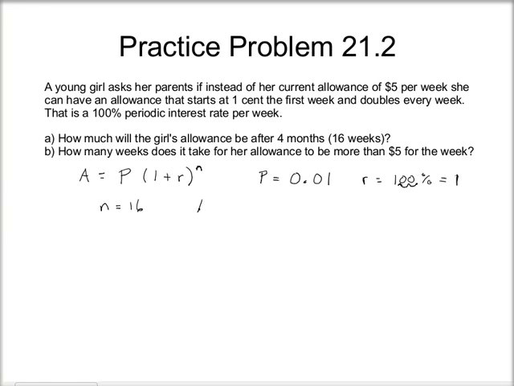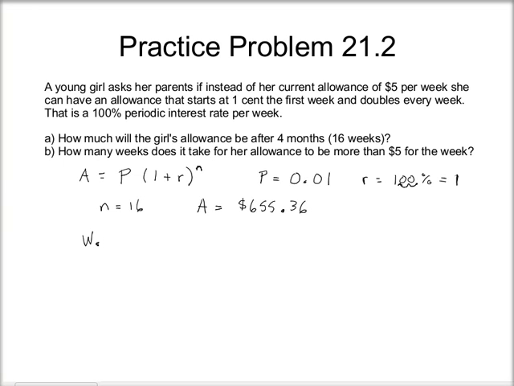And if I plug all of that into my formula, her allowance after 16 weeks is going to be $655.36. So that is really high. It grows really fast. For part B, how many weeks does it take for her allowance to be more than $5 for the week? Well, we know that's obviously less than 16 weeks, since after 16 weeks her allowance is $655. So let's make a chart.